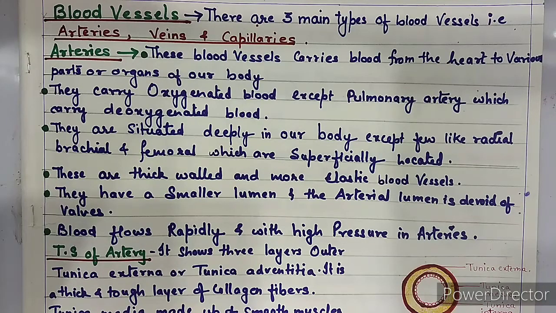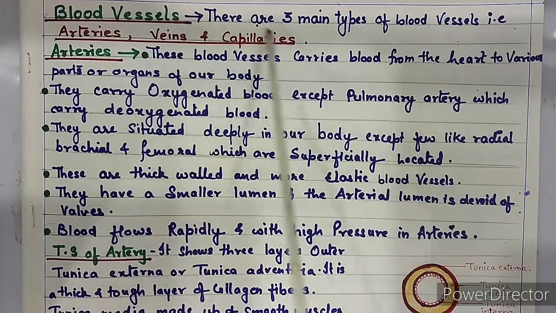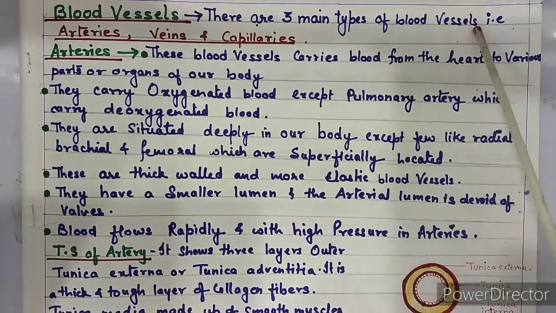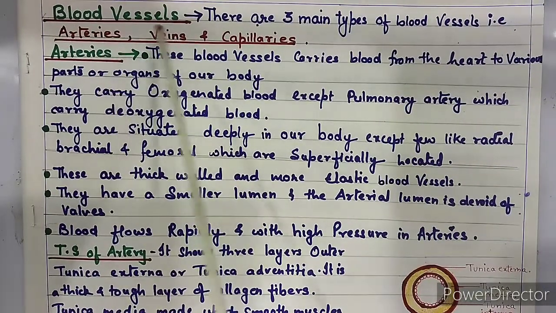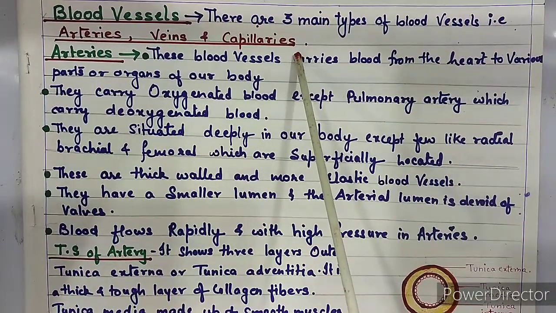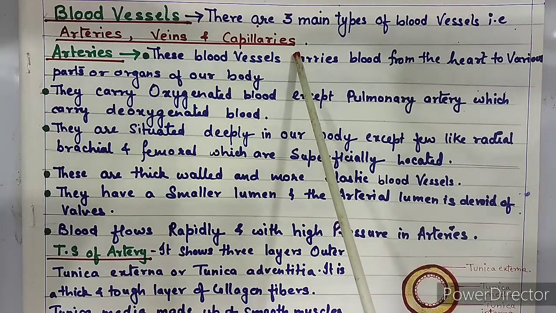Since you know very well children that we human beings show closed type of circulation. The blood, which is the circulatory fluid, is not filled in the body cavity, but it flows through closed tubes, pipes and channels, which are called blood vessels. So there are three main types of blood vessels, that is arteries, veins and capillaries. Let us study them one by one.